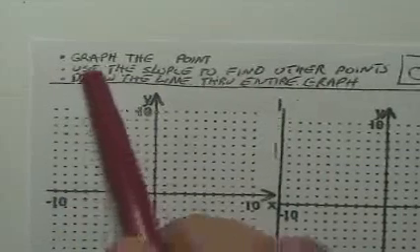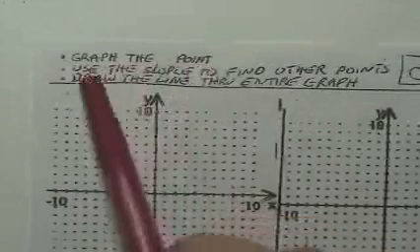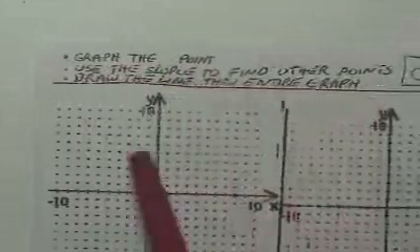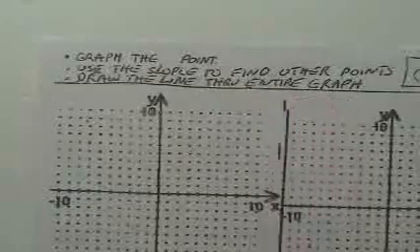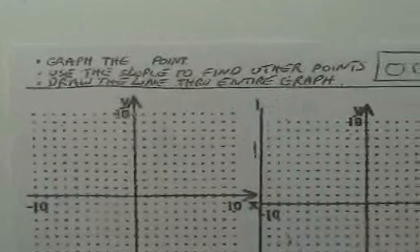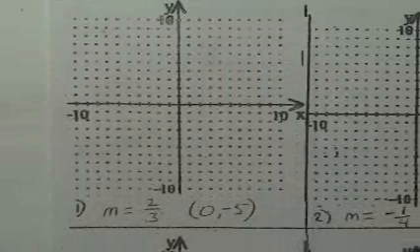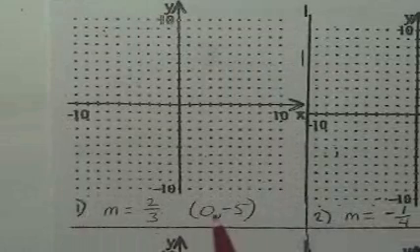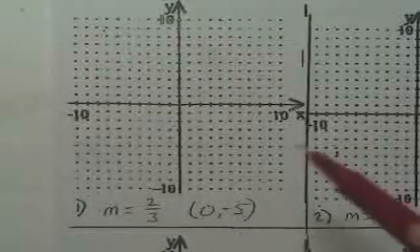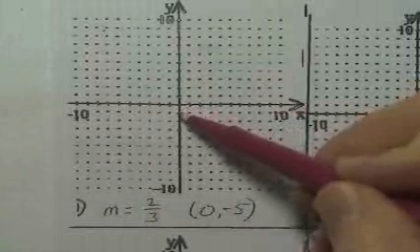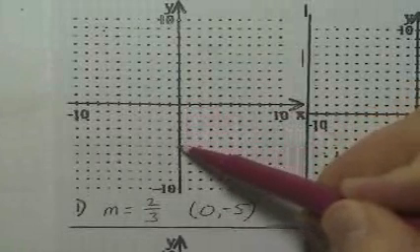Okay, our instructions say graph the point, the y-intercept. Use the slope to find other points. Draw the line through the entire graph. So on number 1, we're going to start at the y-intercept, which is -5. 0, now I go -5. 1, 2, 3, 4, 5.